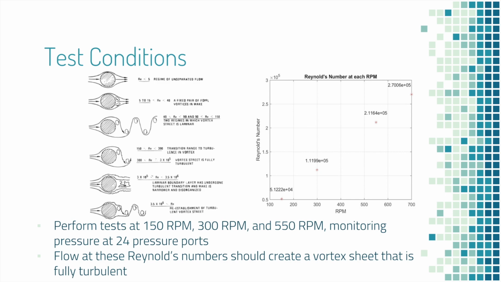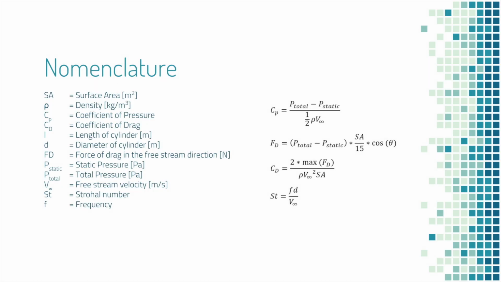This lab required the calculation and analysis of several important coefficients and constants to quantify the flow. The flow across the cylinder was measured in pressure, but was converted into a coefficient of pressure. Pressure readings were also used to calculate the drag coefficient as well. The vortex shedding behavior was quantified as well by calculating the Strouhal number for each test case.